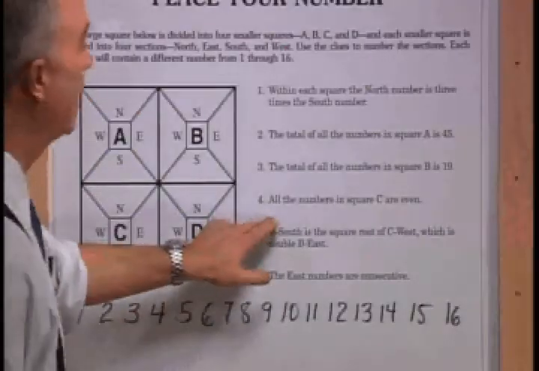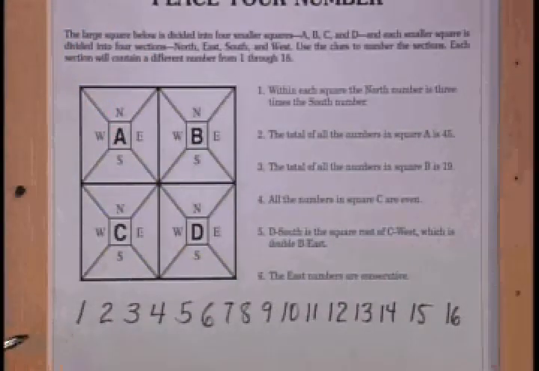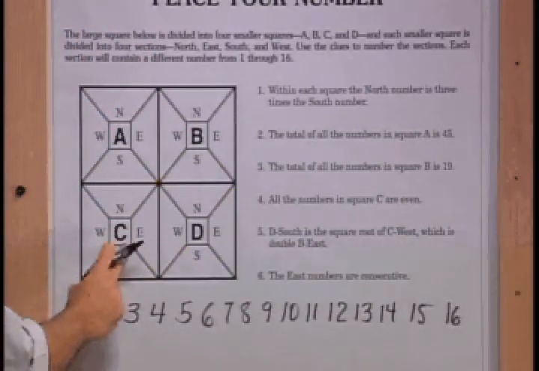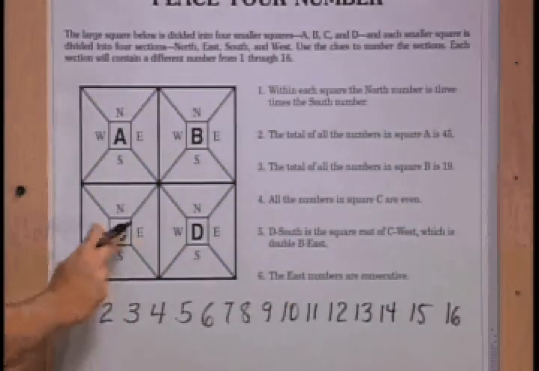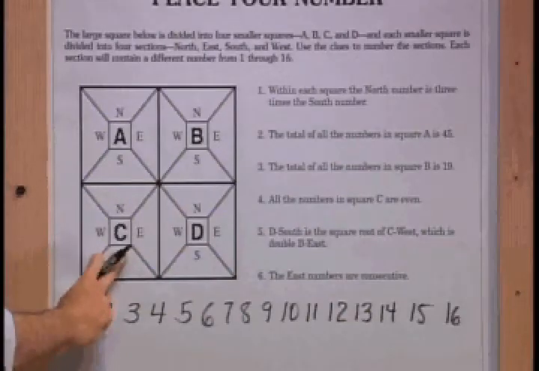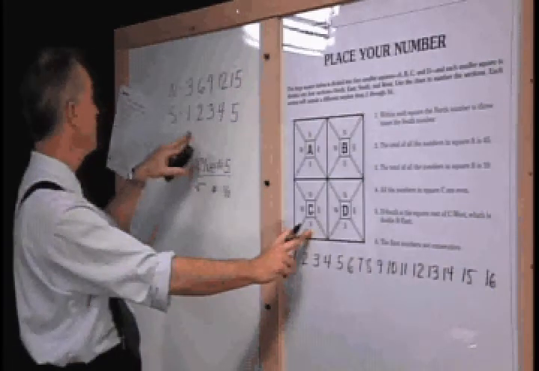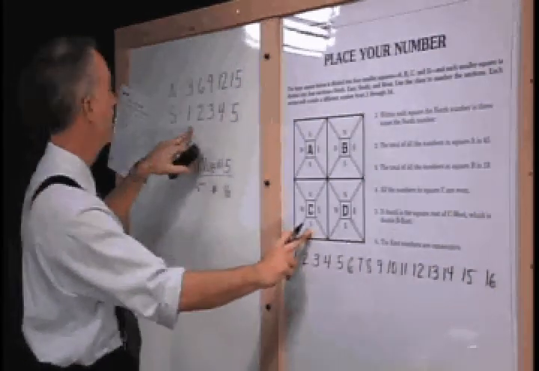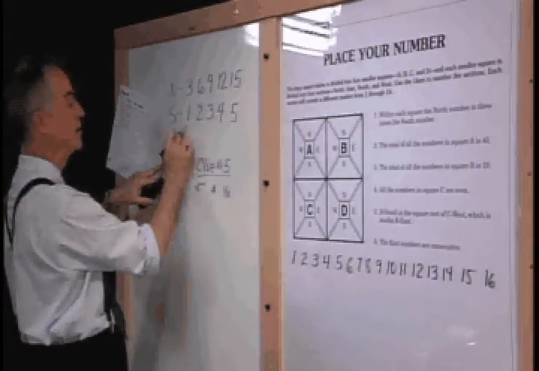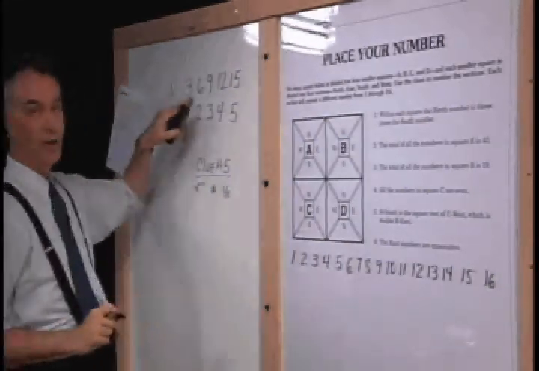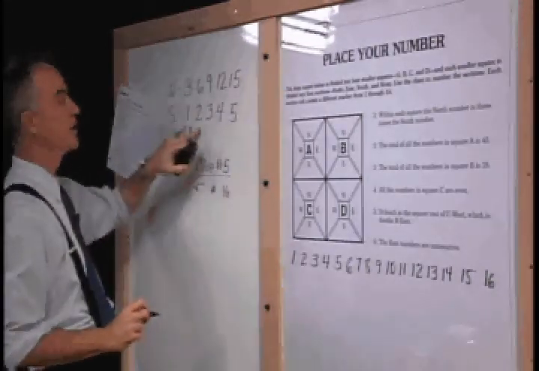Let's take another look at clue number 4. All of the numbers in square C are even. Let's take a look at the combinations now that we just wrote down. If both of the numbers in C, north and south, have to be even, it's going to greatly limit the numbers that we can use for the north and south in section C. Can we use the combination 1 and 3? No, we can't. Those are both odd numbers. That's out. Well, 2 and 6 are certainly a possibility.